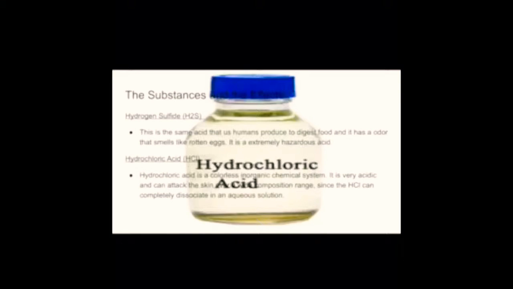The next thing that a volcanic eruption produces is hydrochloric acid, which is a colorless inorganic chemical system. It is very acidic and can attack skin over a wide composition range. So if this thing gets on your skin, it'll just eat through it.